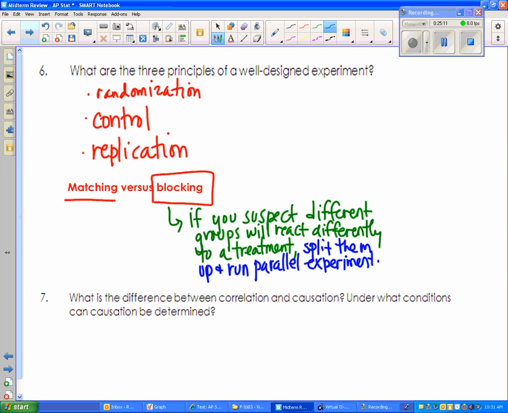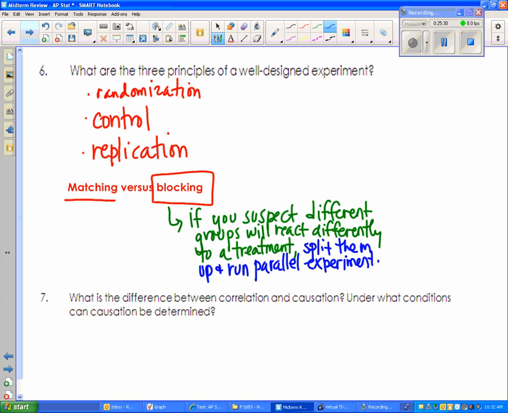So what I would do is split the men and the women into two different groups, and then randomly assign the men to two groups, a control and a treatment, and then randomly assign the women to two groups, a control and a treatment. So I'm running parallel experiments. And so that can help me also eliminate a lurking variable.